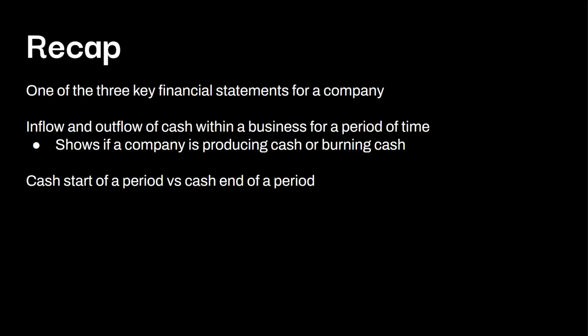All right, and that is the video. Again, to recap it: this is one of the three key financial statements for a company, showing the inflow and outflow of cash within a business for a period of time. It shows if a company is producing cash or burning cash. A positive number means you have more cash. A negative number means you're spending cash. And it shows you the cash at the start of a period versus the cash at the end of the period.